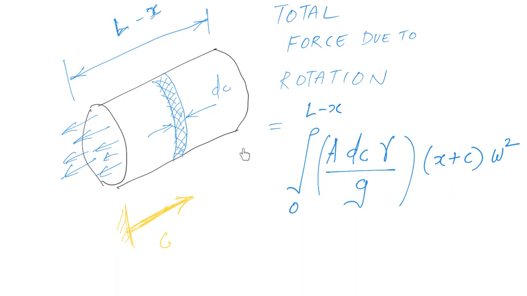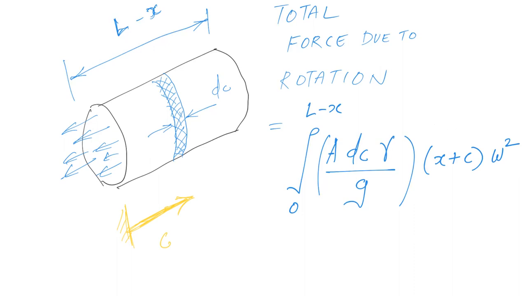Then I am introducing a new variable c, which will vary from 0, which will denote the section where we want to calculate the stress, equal to little x. Then the c can vary till the end. That means c can assume a value from 0 to L minus x. Now I'm taking a little chunk of mass over here and calculating the force that this particular chunk of mass is experiencing. It will be the mass of that chunk times the radius.